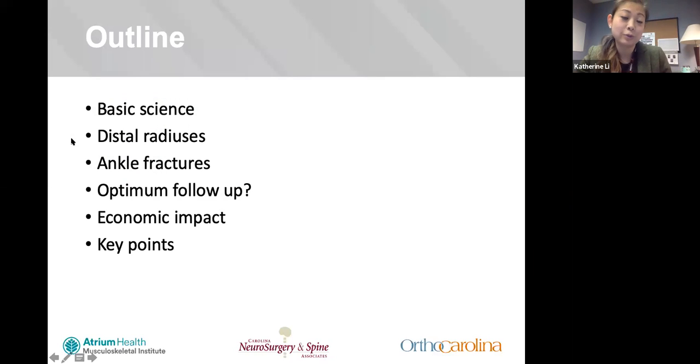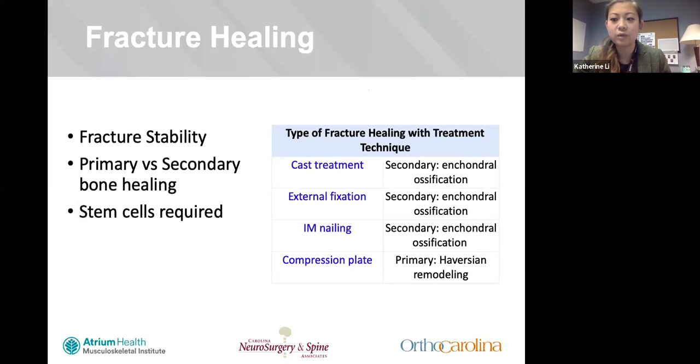All right, so we just went through the outline and I'll advance from here. The basic science of bone healing starts with a fracture. Fracture healing depends a great deal on the stability at the site, which will determine mechanical strain. When the strain is below 2%, primary bone healing will occur, like with a compression plate. When the strain is between 2 and 10%, secondary bone healing will occur.